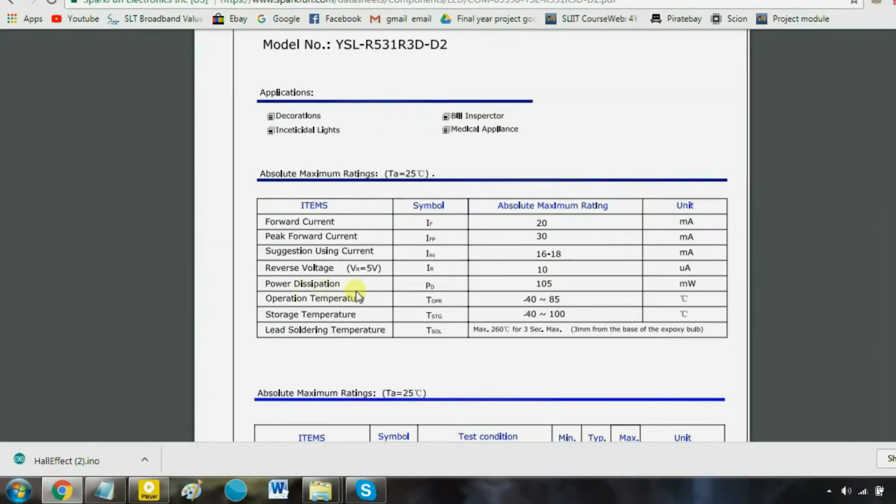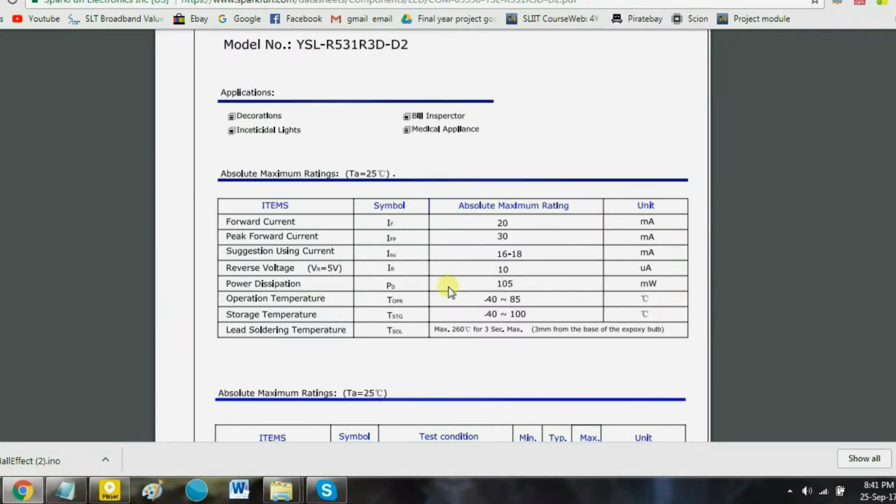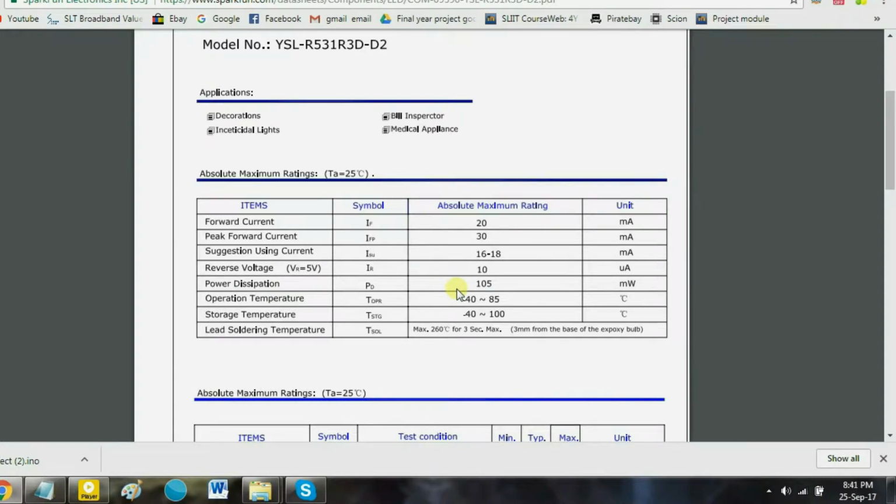The power dissipation is also a very important parameter when it comes to LEDs, because one should make sure that the power dissipation does not exceed the maximum value, which is 105 milliwatts. As you know, the power is calculated by voltage times current, and we'll also include this parameter in our design as well.